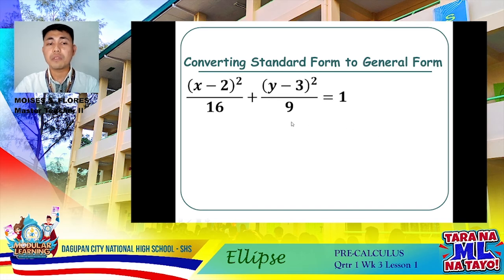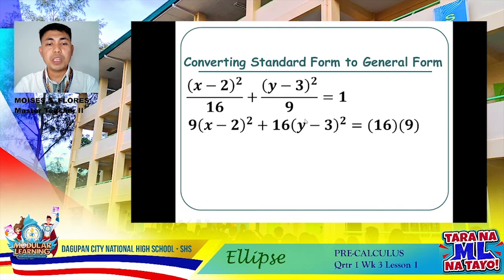Now, let's take a rule for converting standard form to general form. We have here a standard form: quantity x minus 3 squared over 16 plus quantity y minus 3 squared over 9 equals 1. So how do you convert this to general form? There you have our steps. We simply cross-multiply the denominators. As you notice, 9 goes on your variable x, and 16 on your variable y, cross-multiplied. That's why you have 16 times quantity y minus 3. And under your constant, we simply multiply your denominators: 16 times 9.